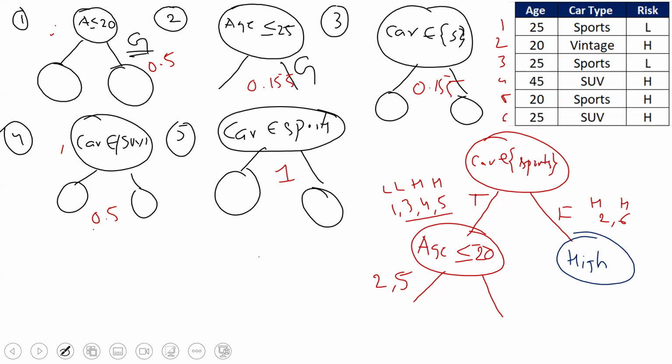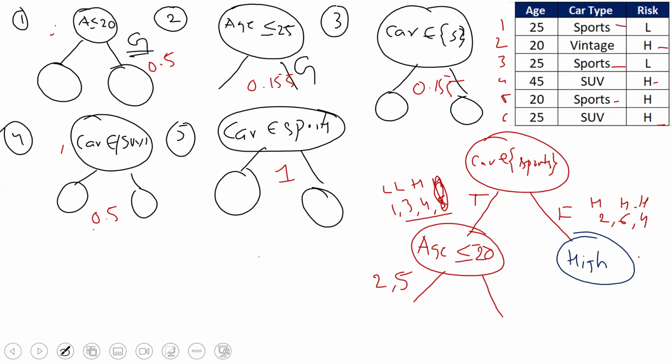No, something is wrong. I have written this wrong. 1 also falls this side, right? Car belongs to sports. So how many sports are there? Only 3 sports are there. So 1, 3 and 5 are there. So only 1, 3, 5 falls this side. 2, 4 and 6, so 4 also comes this side. So 2, 4, 6 are high. This is done.